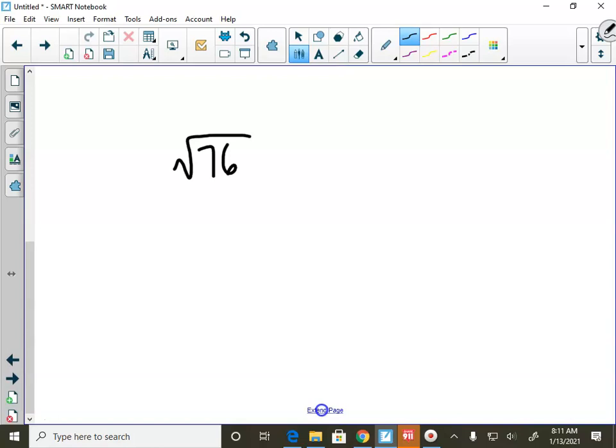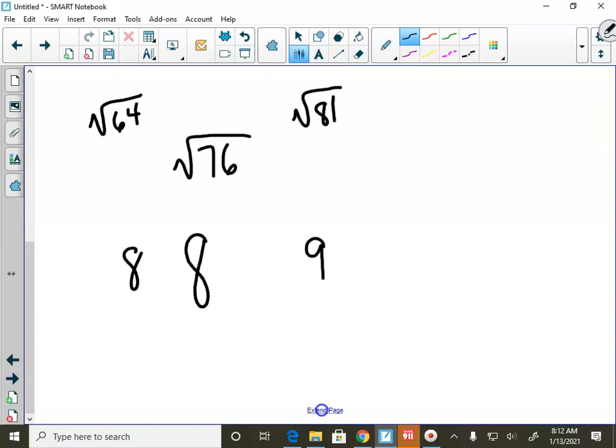What you need to do is think of the two perfect squares that you know that are closest to the square root of 76. And that would be the square root of 64, because you know that's 8, and the square root of 81, you know that's 9. So you should be able to tell that the square root of 76 is going to be in between 8 and 9. So that means it's going to be 8 and a fraction, right? Because if it's between 8 and 9, it has to be more than 8 but less than 9.